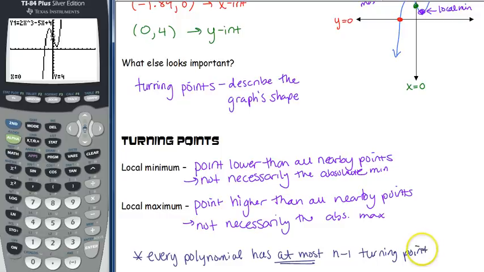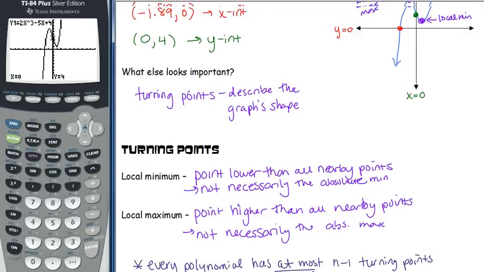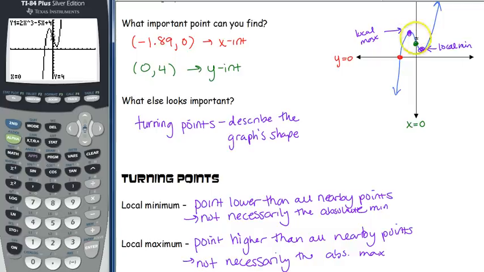So when we look at the equation that we just talked about, that was a third degree polynomial. Well, n would be 3, minus 1 would be 2, which means that the graph that we just had would have at most 2 turning points, which it does. It has one local min and one local max.